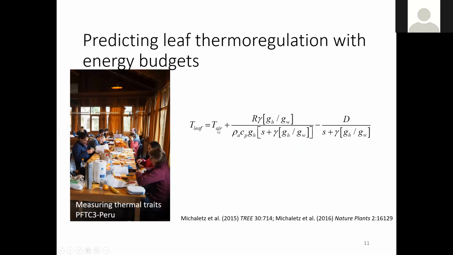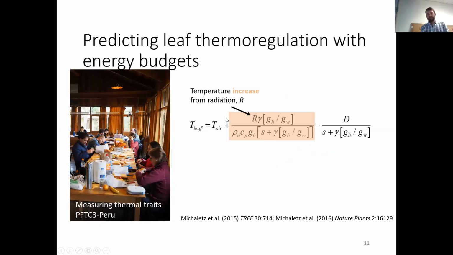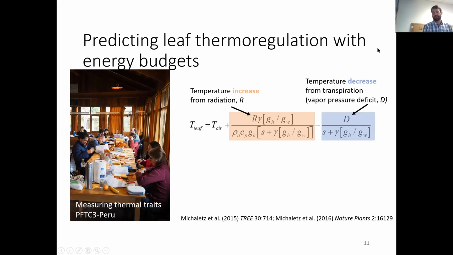And that's given by the ambient air temperature plus a temperature increase term. This is driven primarily by solar radiation, but we also have several other met variables and leaf traits nested within this term. Okay, and then we have a temperature decrease term resulting from transpiration. And this is driven mainly by the vapor pressure deficit, but again, several other met variables and leaf traits.